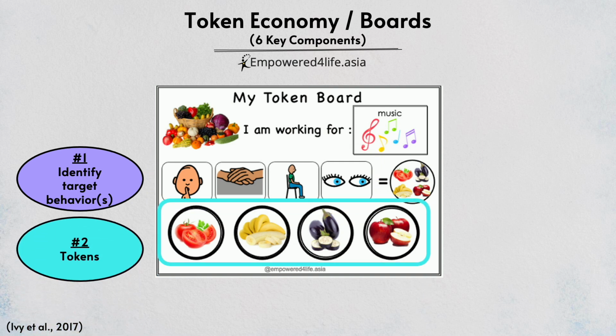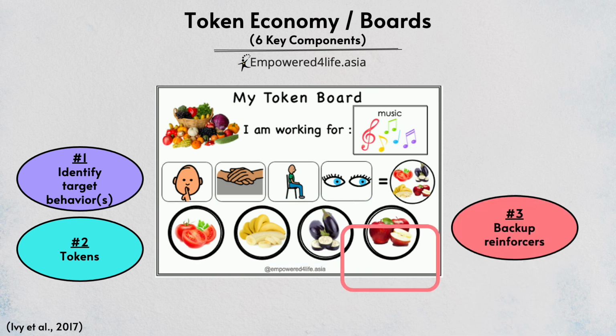Secondly is the tokens. These should already be reinforcing for your child, something they find fun and meaningful. For example, if you're using a token board, you can design the tokens to look like their favorite items. So if your child really loves fruits and vegetables like this, then you can design something like that. Otherwise, it could also be transports, numbers, and even chicken nuggets. So be creative and think out of the box.